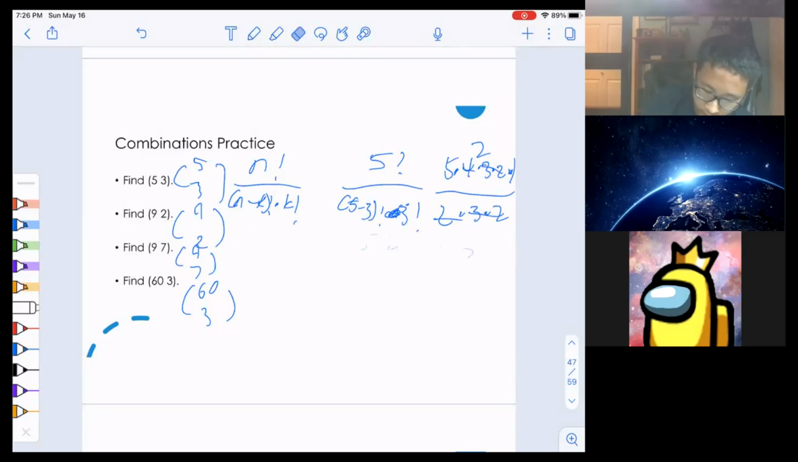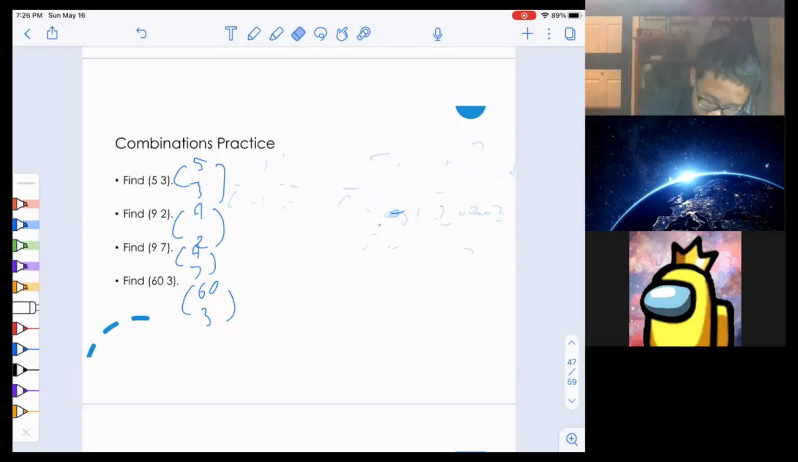So yeah, that's how you use the formula to do the combinations and computations. Now I'll do the second one. The second one is choose 2 from 9. So what I'm going to do is 9 factorial over 7 factorial times 2 factorial. And that'll get us 36.